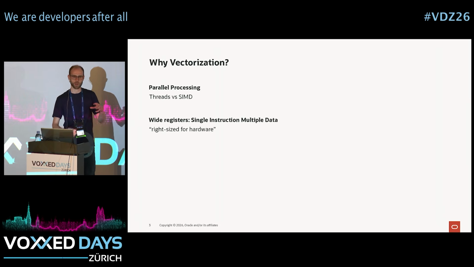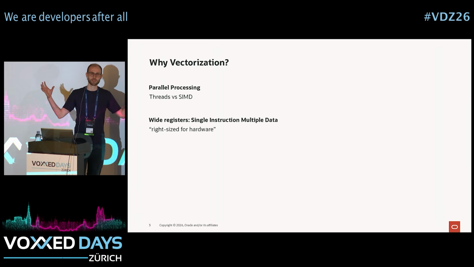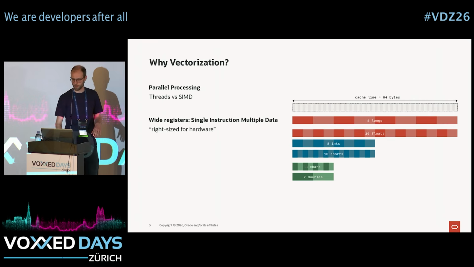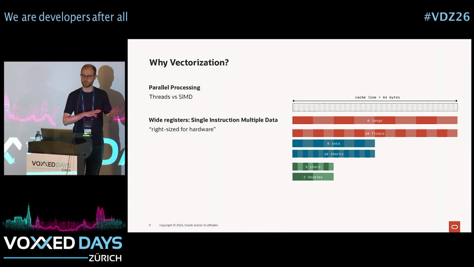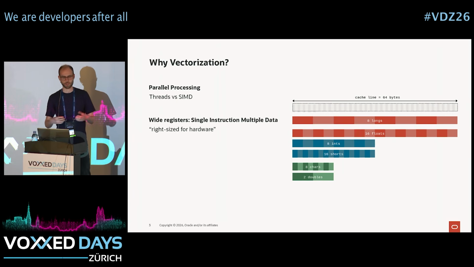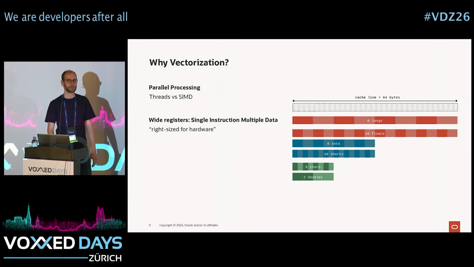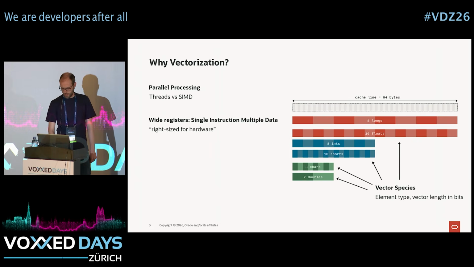So our hardware gives us usually these wide vector registers that are somewhere in the vicinity of a cache line. Some hardware have shorter ones, some have longer ones, and they can hold multiple elements, let's say 4 integers, multiple shorts or bytes, and so on. So really, we'll only be talking about primitive data types just for now. So we have different element types and different vector lengths, as I've said.